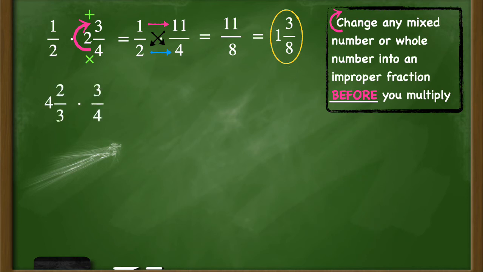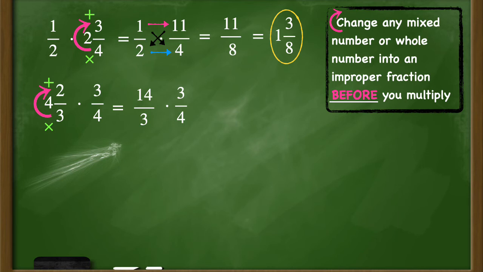All right, now let's try 4 2/3 times 3/4. So again, 4 2/3 is a mixed number, so that means that I need to change that mixed number into an improper fraction before I multiply. So 3 times 4 gives me 12. 12 plus 2 gives me 14, so my numerator is going to be 14, and my denominator of 3 is not going to change. Then I'm going to bring over the times 3/4 because 3/4 is already in fraction form, so I need to just leave that alone.